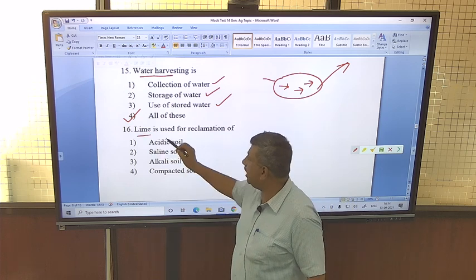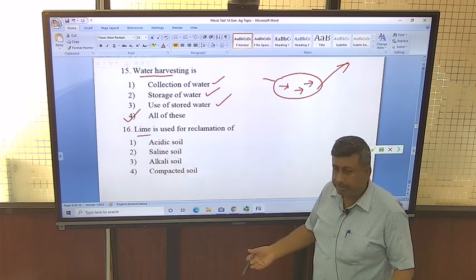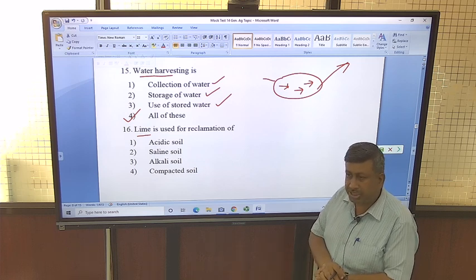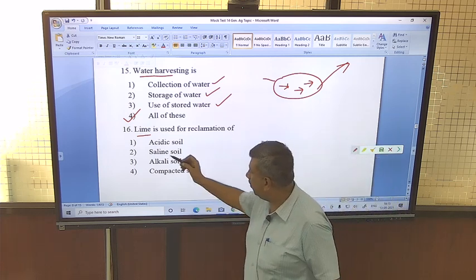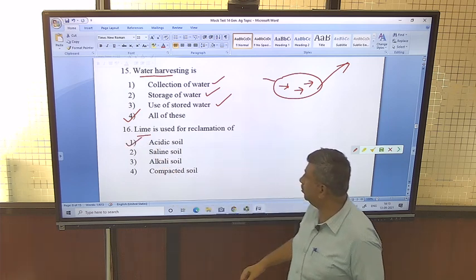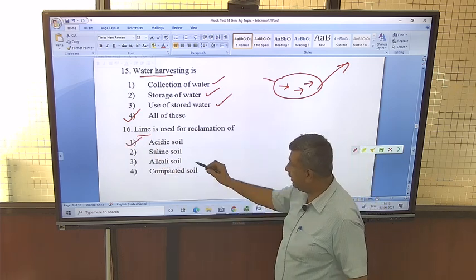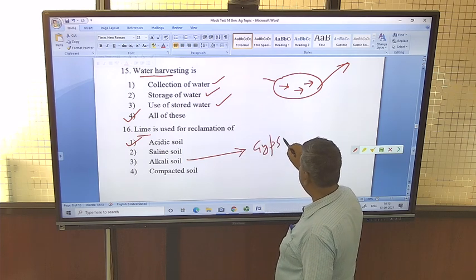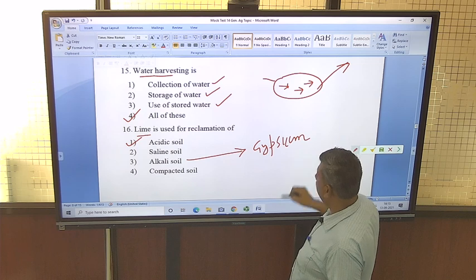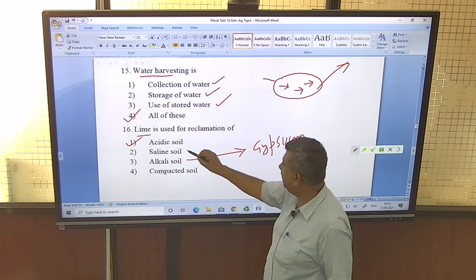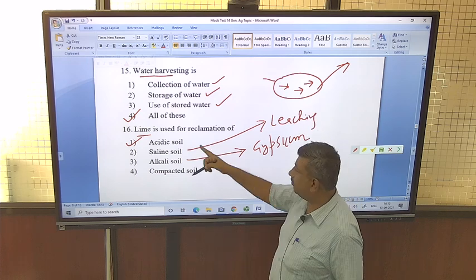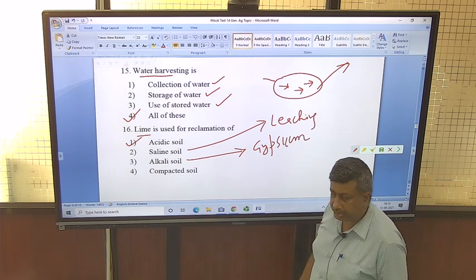Lime is used. Lime is calcium carbonate, and it tends to raise the soil pH. So in case of acidic soil, lime is used for reclamation, and in case of alkali soil, gypsum is used to replace the sodium. Sodium is the problem. In case of saline soil, only leaching is done, and in case of acidic soil, lime is used.